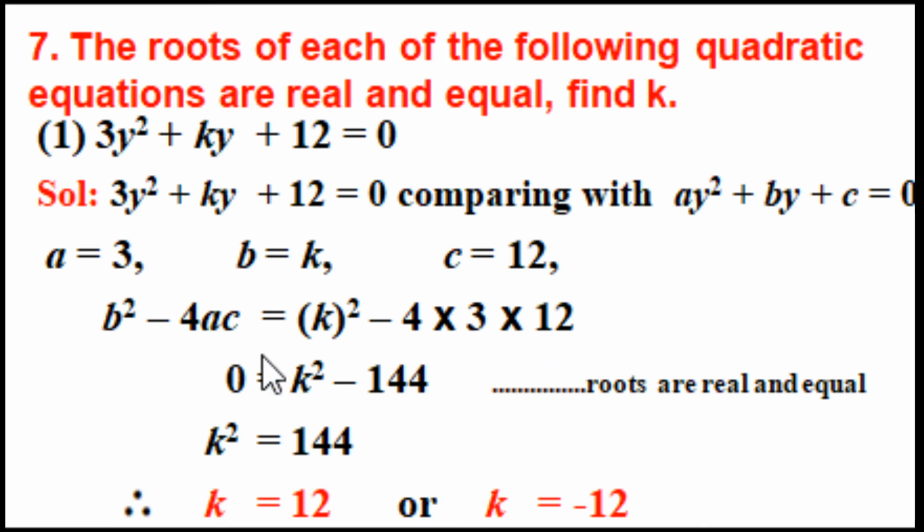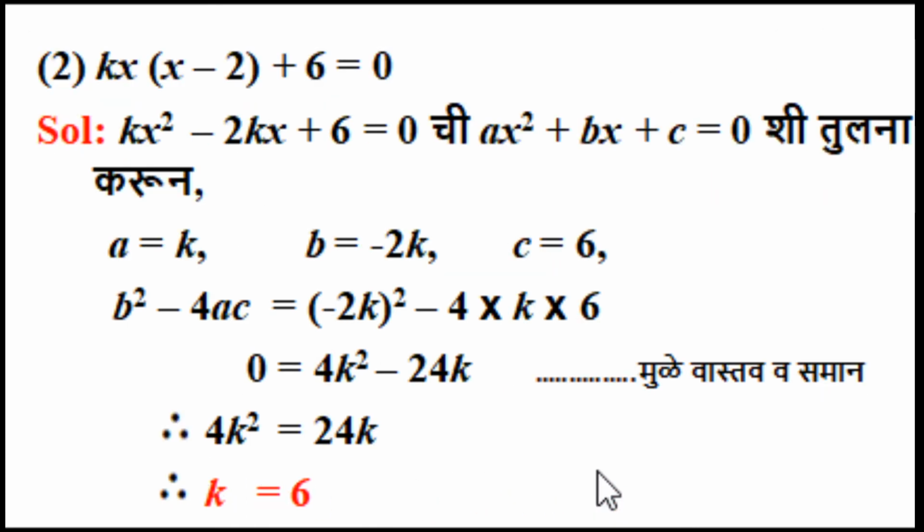Here b square minus 4ac is equal to 0. The reason is that the roots are real and equal. Therefore we get k square is equal to 144. By taking square root, we get k as 12 or k as minus 12. Now the second and the last question of this practice set. kx bracket x minus 2 plus 6 is equal to 0. By solving this, we get kx square minus 2kx plus 6 is equal to 0. Comparing with a x square plus b x plus c is equal to 0.